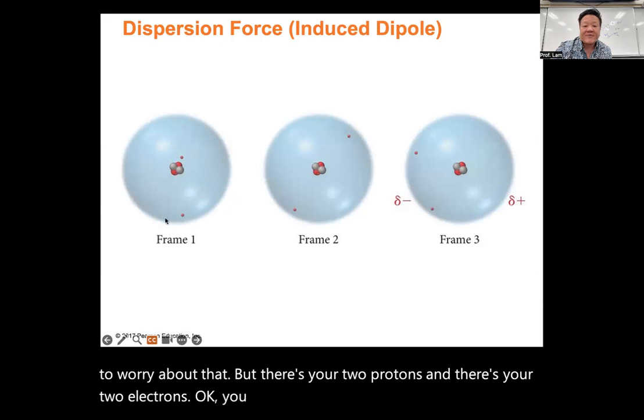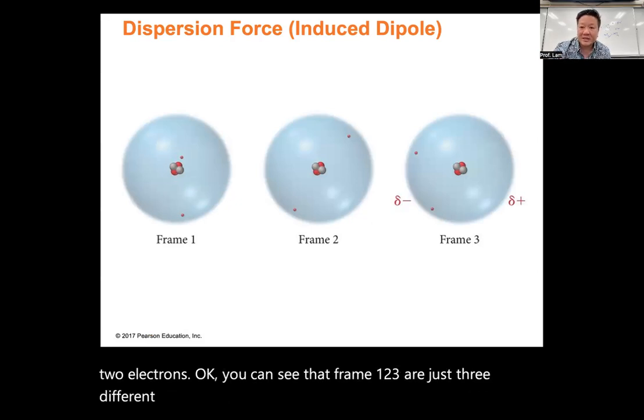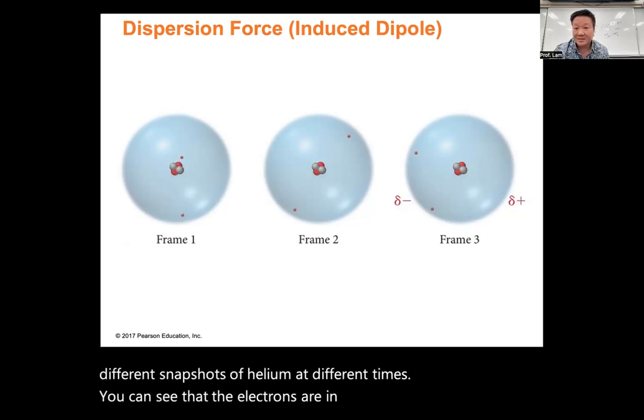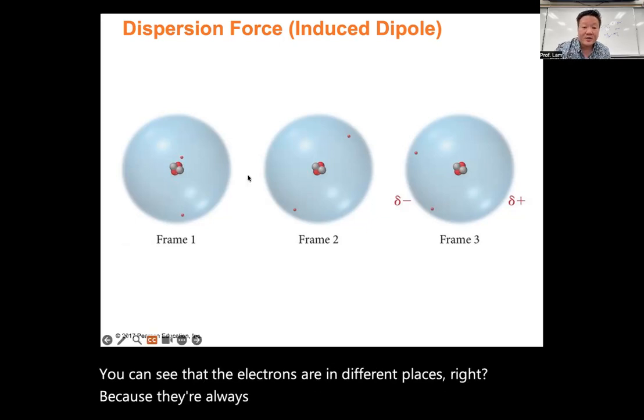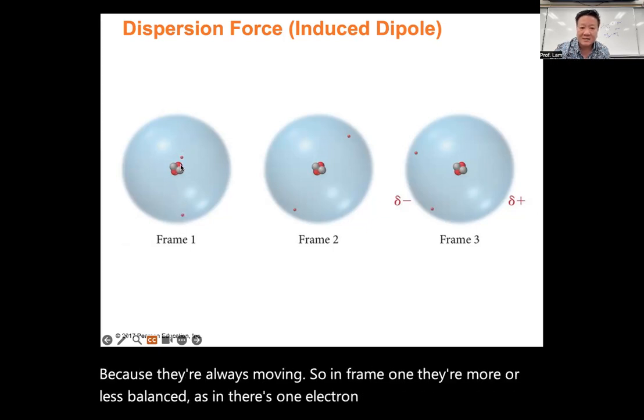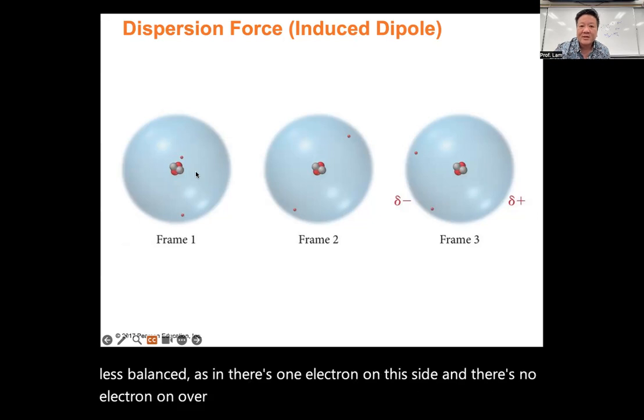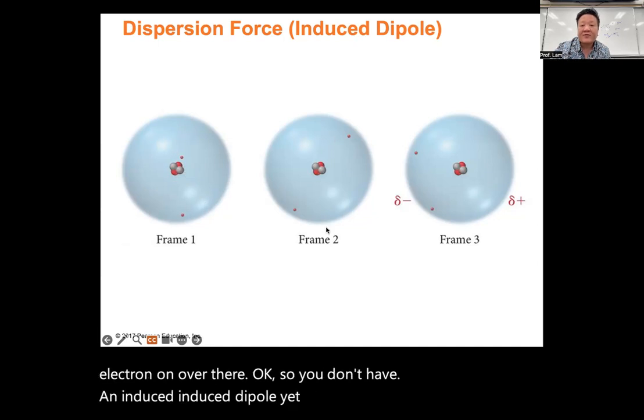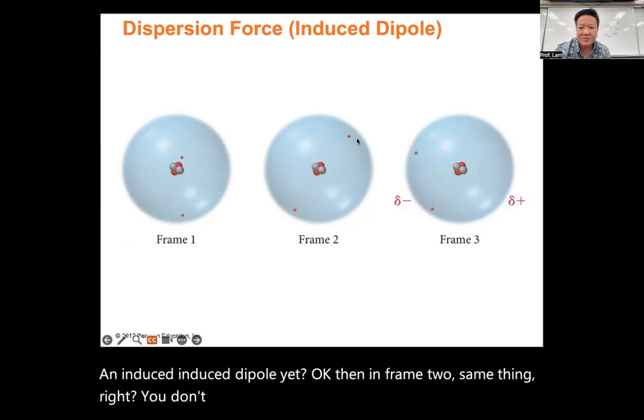Okay, you can see that frame 1, 2, 3 are just three different snapshots of helium at different times. You can see that the electrons are in different places, right? Because they're always moving. So in frame 1, they're more or less balanced, as in there's one electron on this side and there's no electron over there, okay? So you don't have an induced dipole yet, okay? Then in frame 2, same thing, right? It's evenly spread out. You have an electron here, you have an electron here, okay?